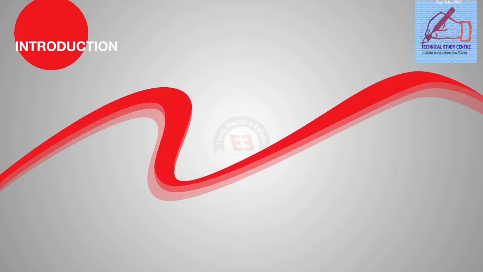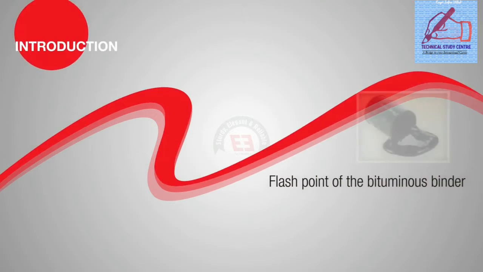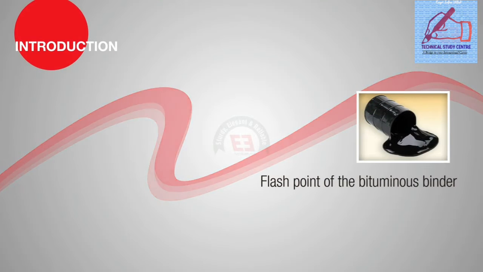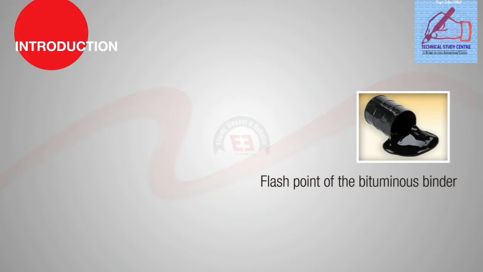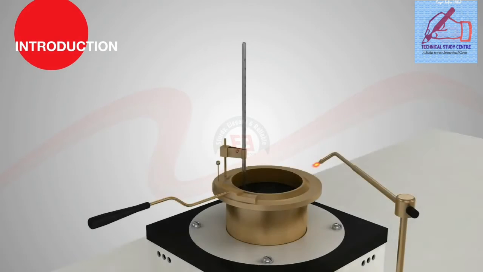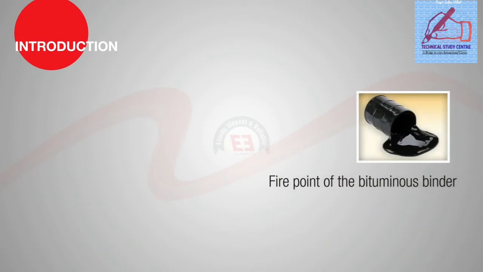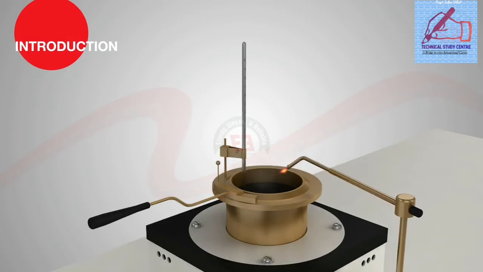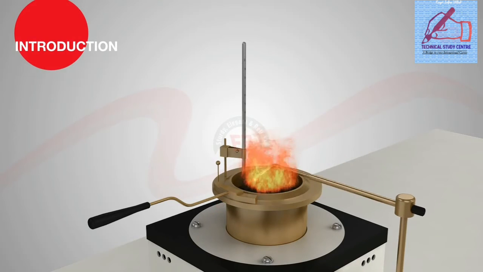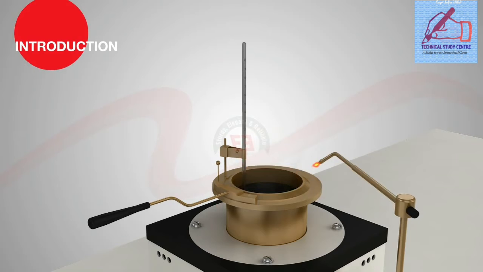Introduction. The flash point of the bituminous binder is defined as the lowest temperature at which application of a test flame causes the vapors of the binders to catch a momentarily fire in the form of flash under specified conditions. The fire point is defined as the lowest temperature at which application of a test flame causes the binder material to ignite and burn at least for 5 seconds under specified test conditions.